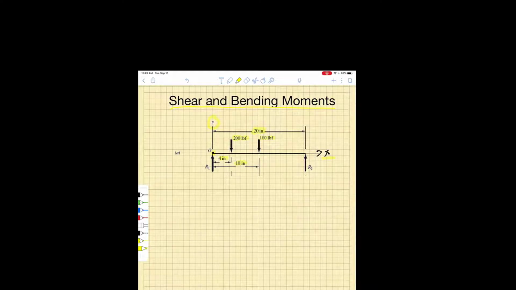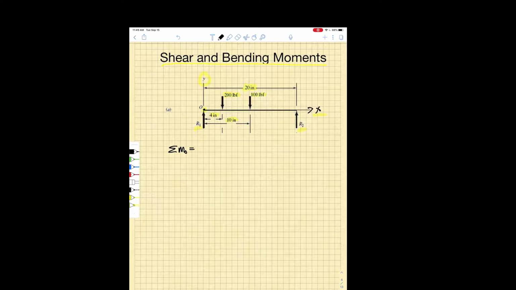We know nothing about the cross-sectional area. We know nothing about the elastic properties of the beam, but we're going to just use statics to calculate the reaction forces R1 and R2, and then we're going to draw shear and bending moment diagrams. So the first thing that we're going to do is take the sum of the moments about the origin, and we're going to let that be equal to 0. And I'm going to call a counterclockwise moment positive.